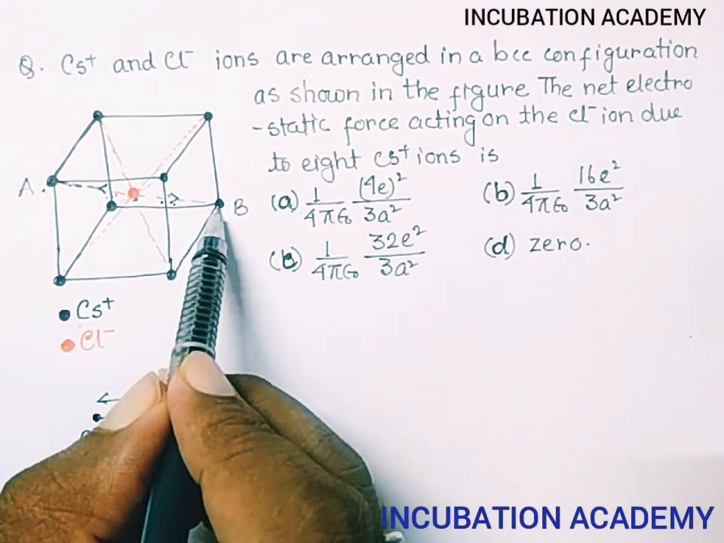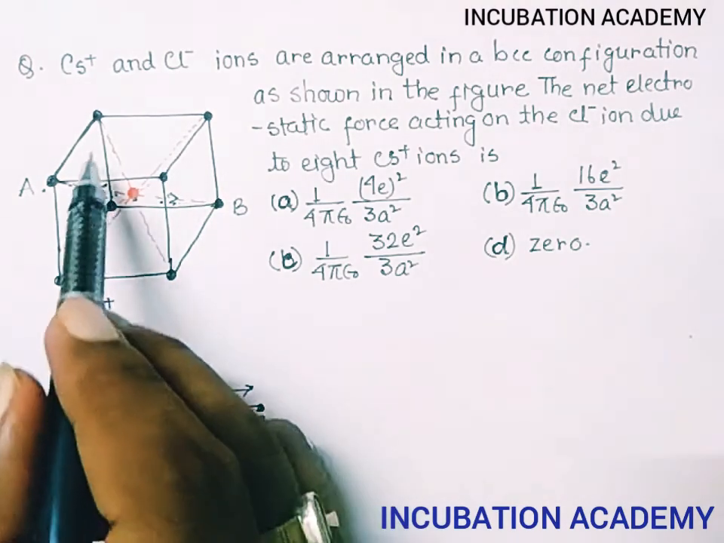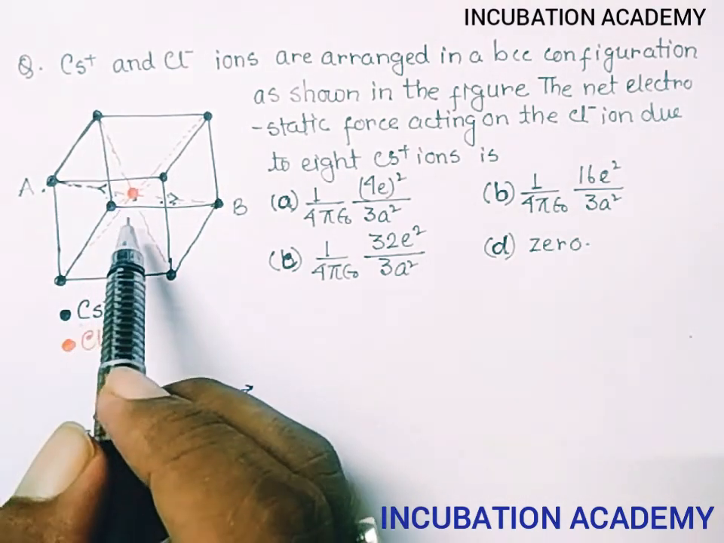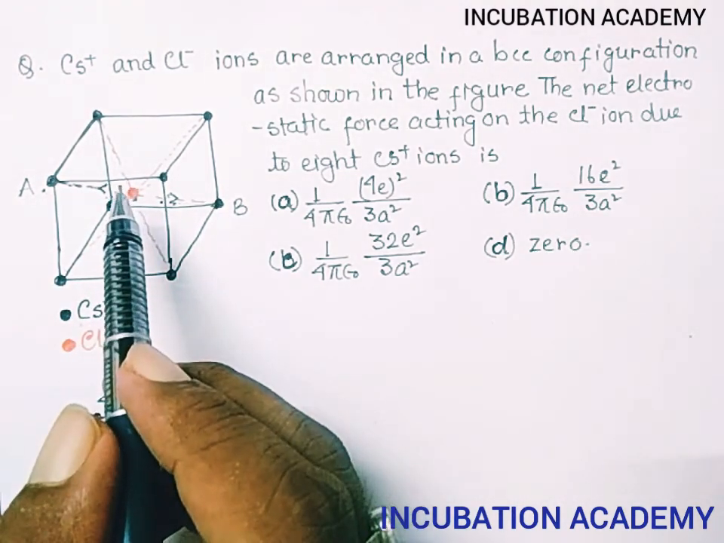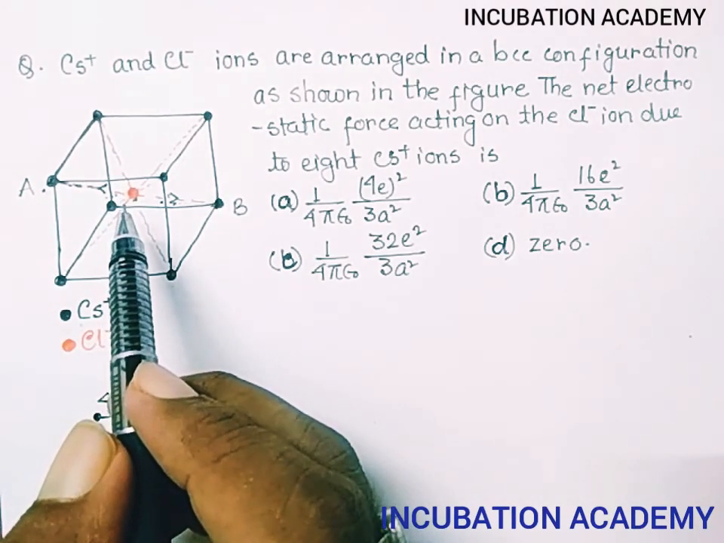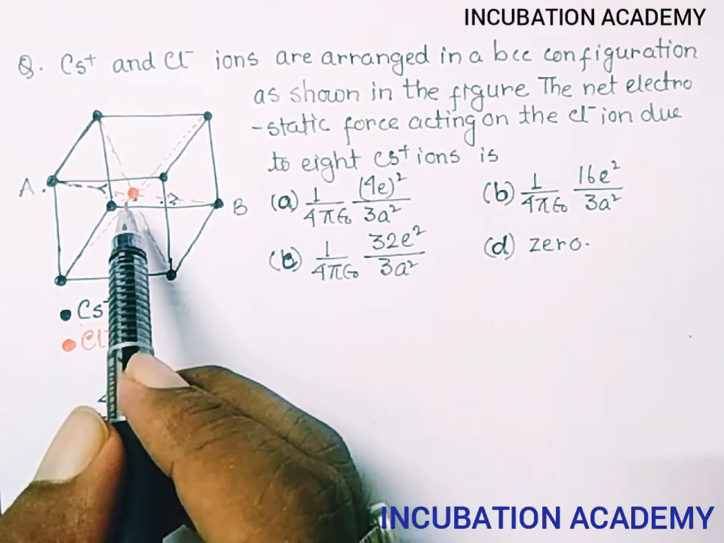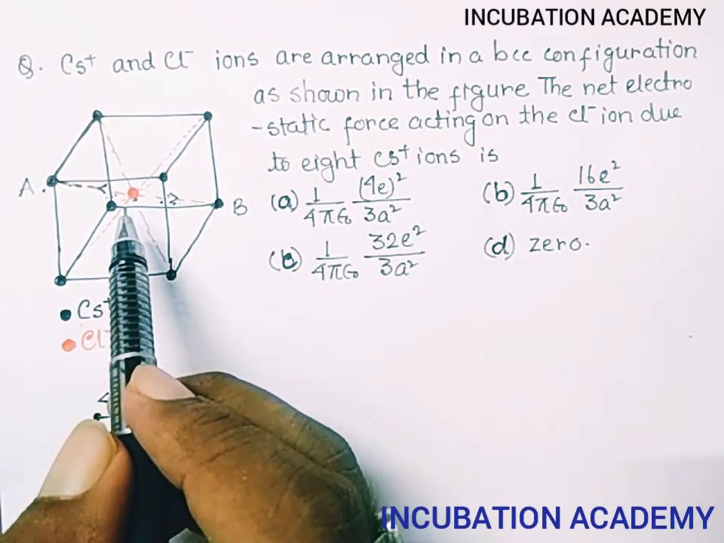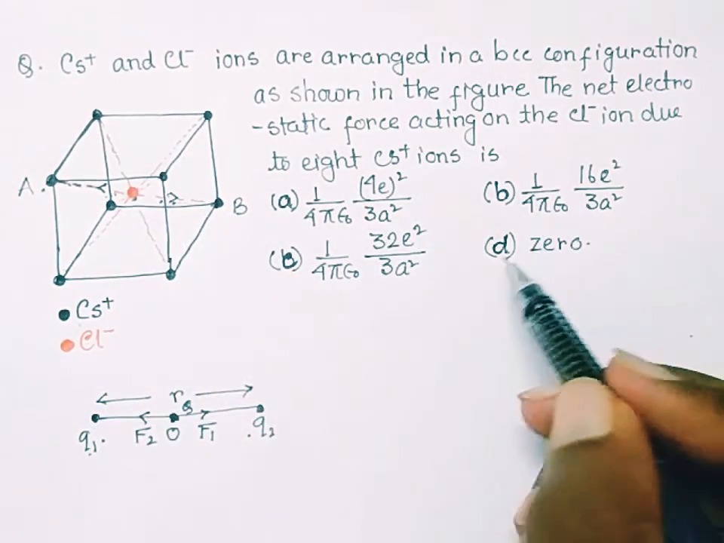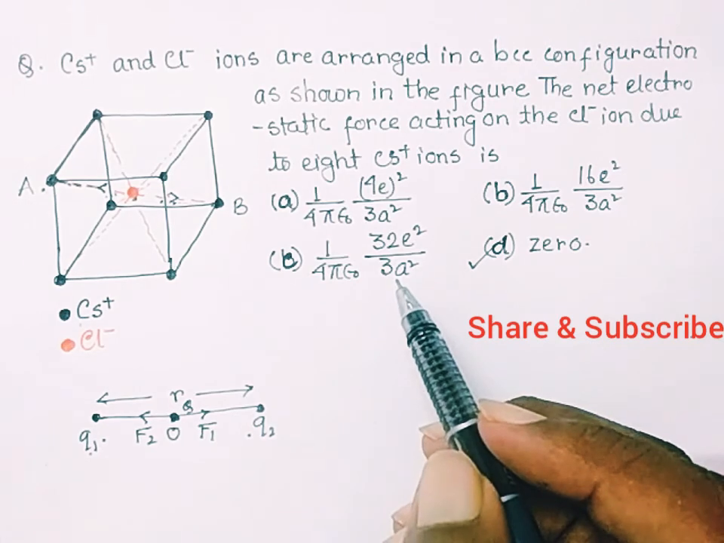So how many body diagonals are there? For this body diagonal it is 0, and there are 1, 2 and 3, another 3 body diagonals. These 3 body diagonals also follow the same thing. So the total resultant force acting on this Cl minus ion should be 0. We need not calculate anything. We can say the correct option is 0. We need not look at the other options.